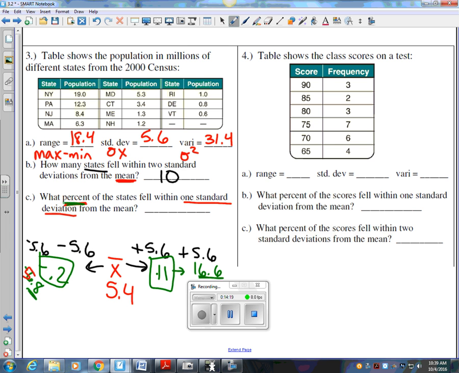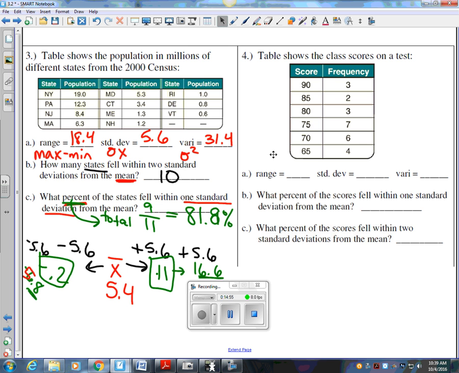To get a percent, you have to divide by the total. How many total states are there? 11. So you have to divide by the total to get a percent. Okay, 9 divided by 11? 81 point. 81.8%. So that's the thing you have to pay attention to. Does it just ask how many or does it ask what percent? Okay? All right, last one.